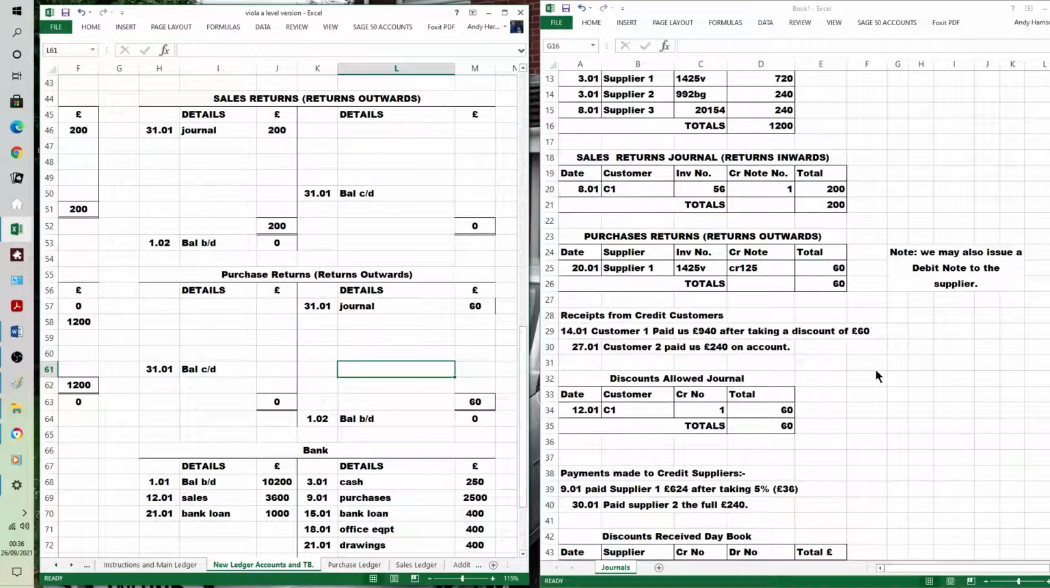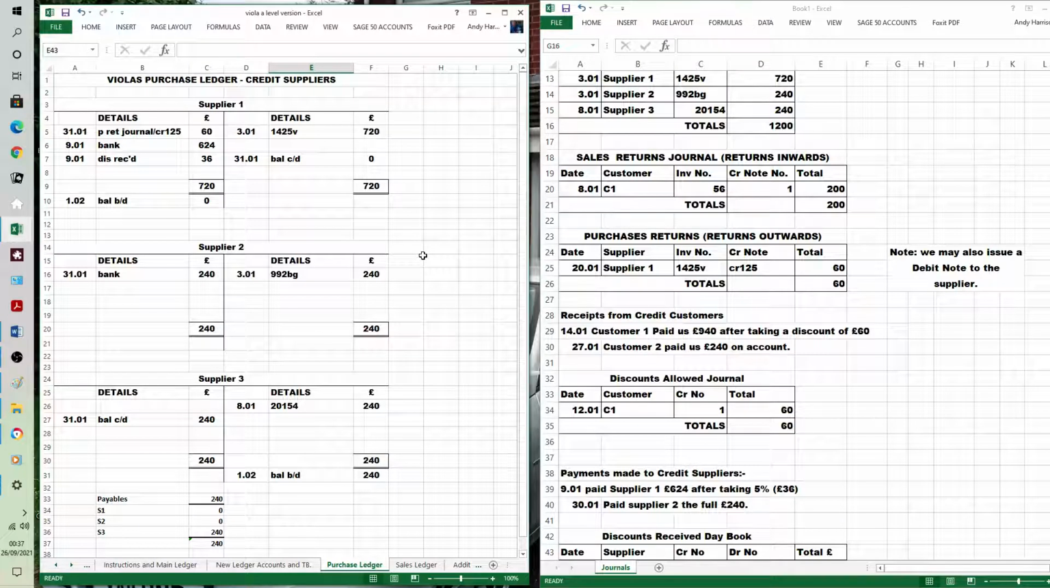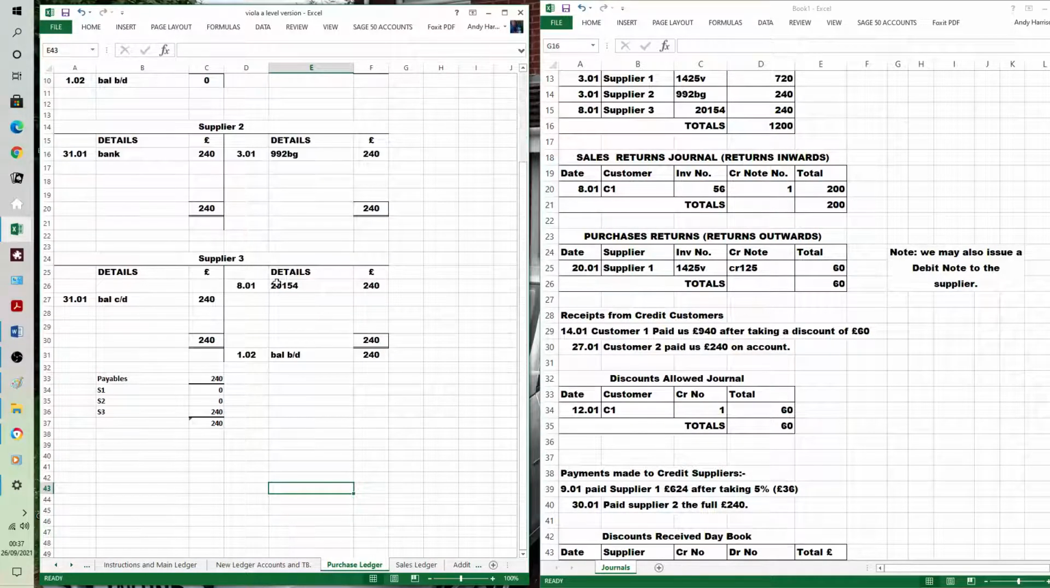So that's all the transactions posted apart from the individual customers and suppliers accounts. Now these I've completed with the other items that are going in there next. So supplier 1, we owed 720, we sent some goods back, and in a few seconds we're going to do the payments and take a discount to clear the account. Supplier 2 has just been completed with a bank payment. Supplier 3 we're going to still owe some money to. So our payables balance should be 240, it will be when it's completed, adds up to the 3 supplier accounts.